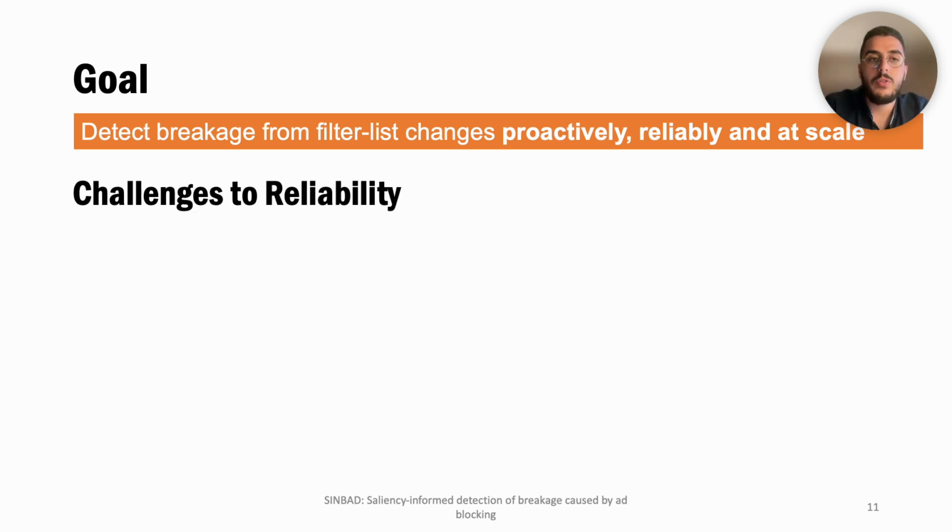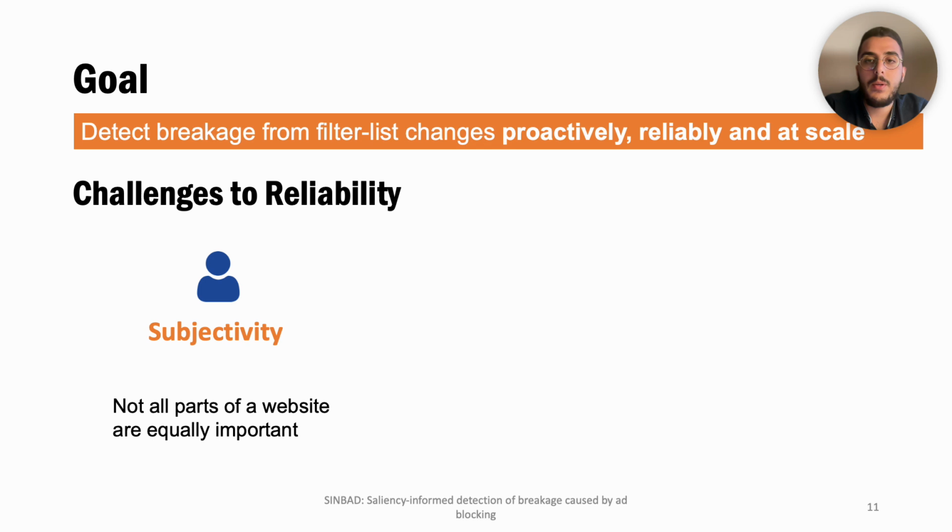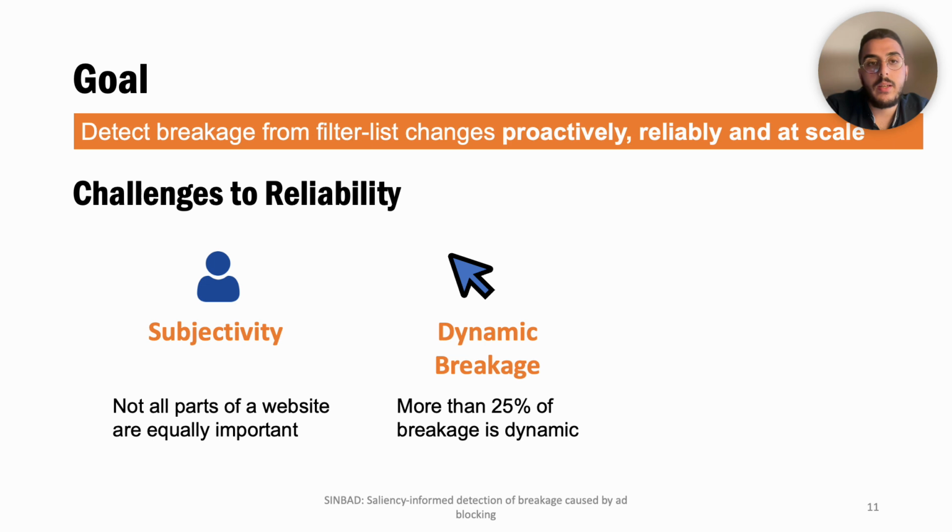From the prior approaches, we find three main challenges to automatically detecting breakage. First, submitting breakage issues is subjective, as users might not, for example, care about some broken commit section on the site, but would not tolerate a broken news article they're reading. Second, we find that 25% of breakages that are reported are dynamic, which are not covered by the prior work.